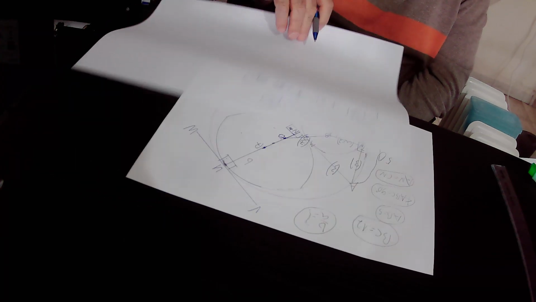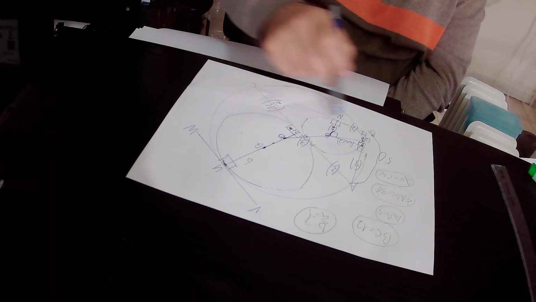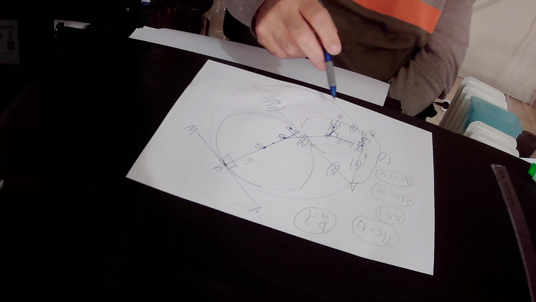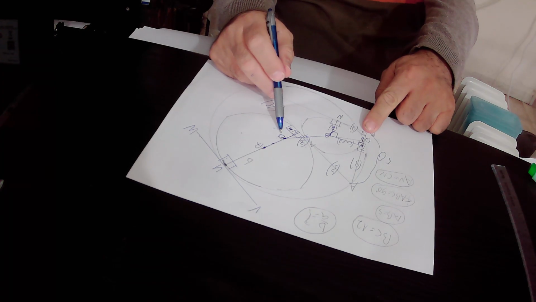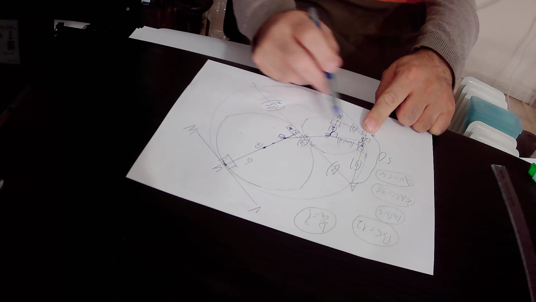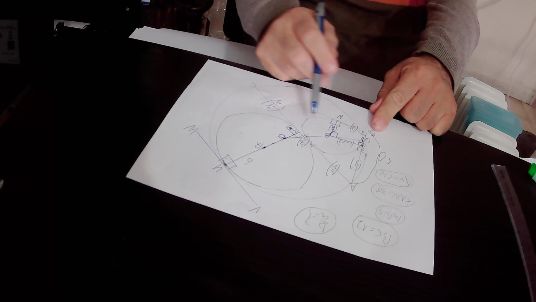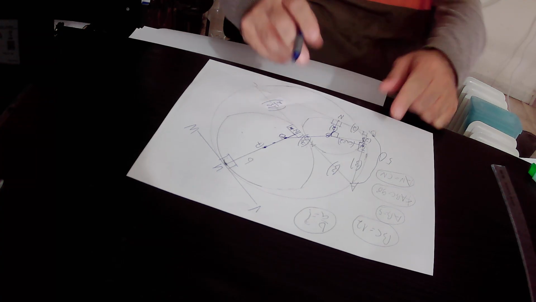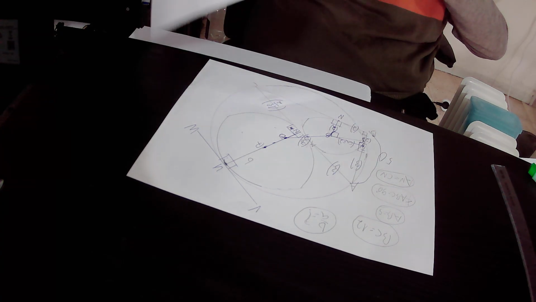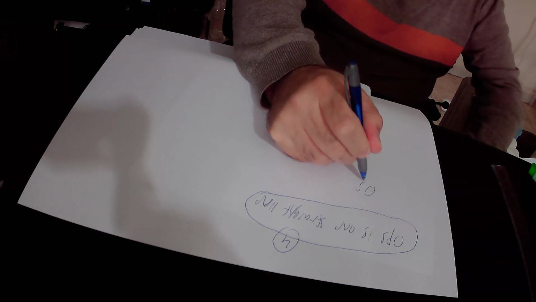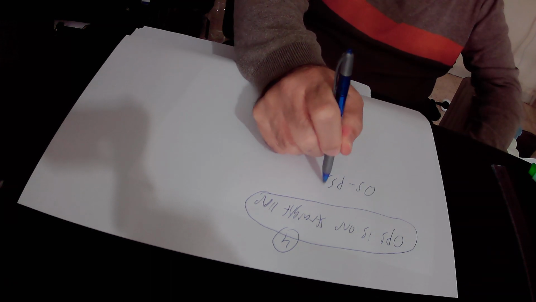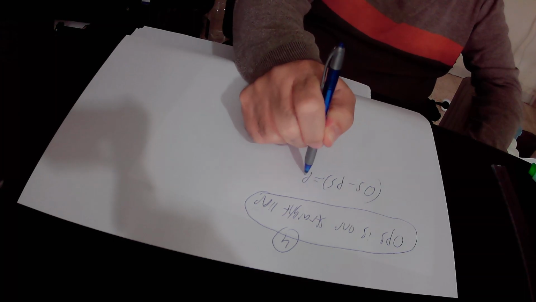If this line segment OPS is one straight line, it means that OS is also a straight line. Here OS is a straight line. So OS minus PS is PO. Again, OS minus PS is PO. I write it down: OS minus PS is equal to PO.